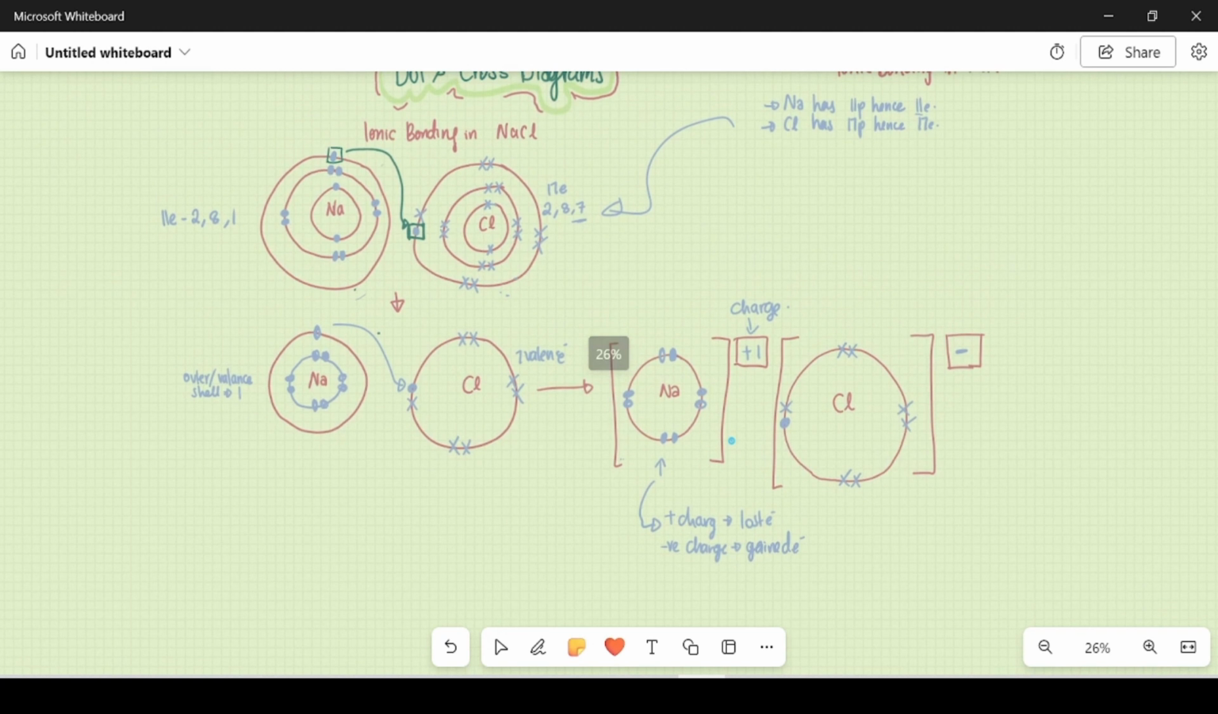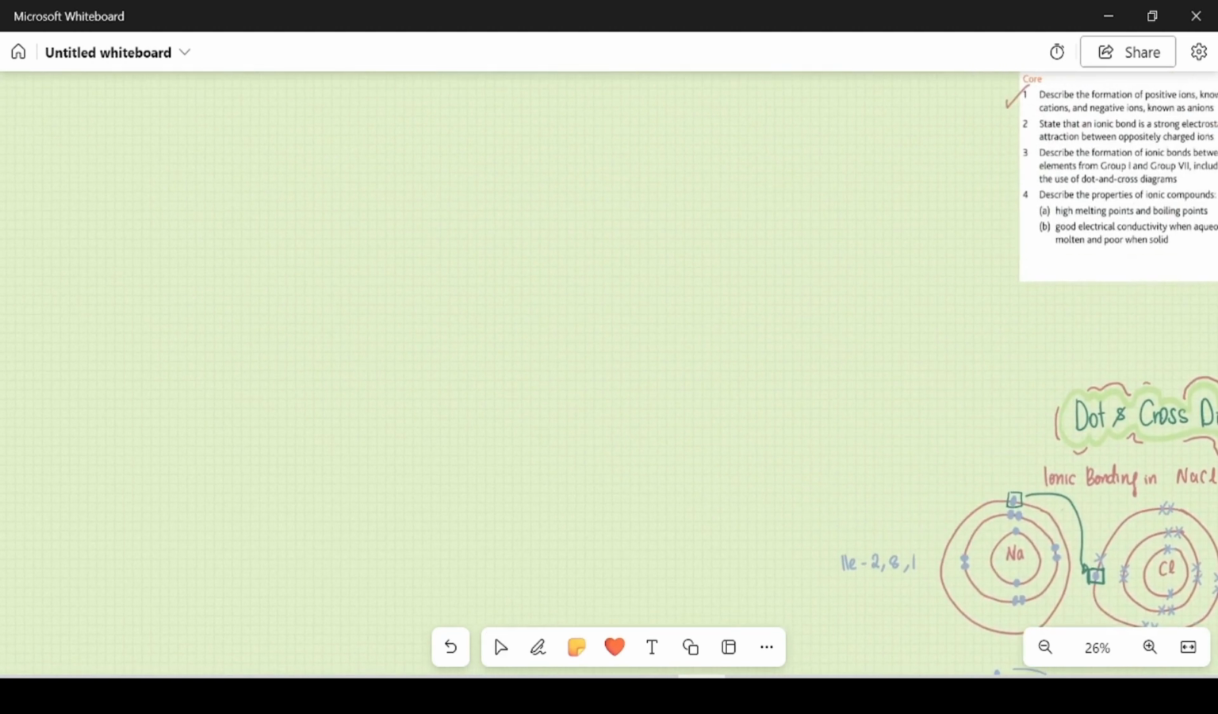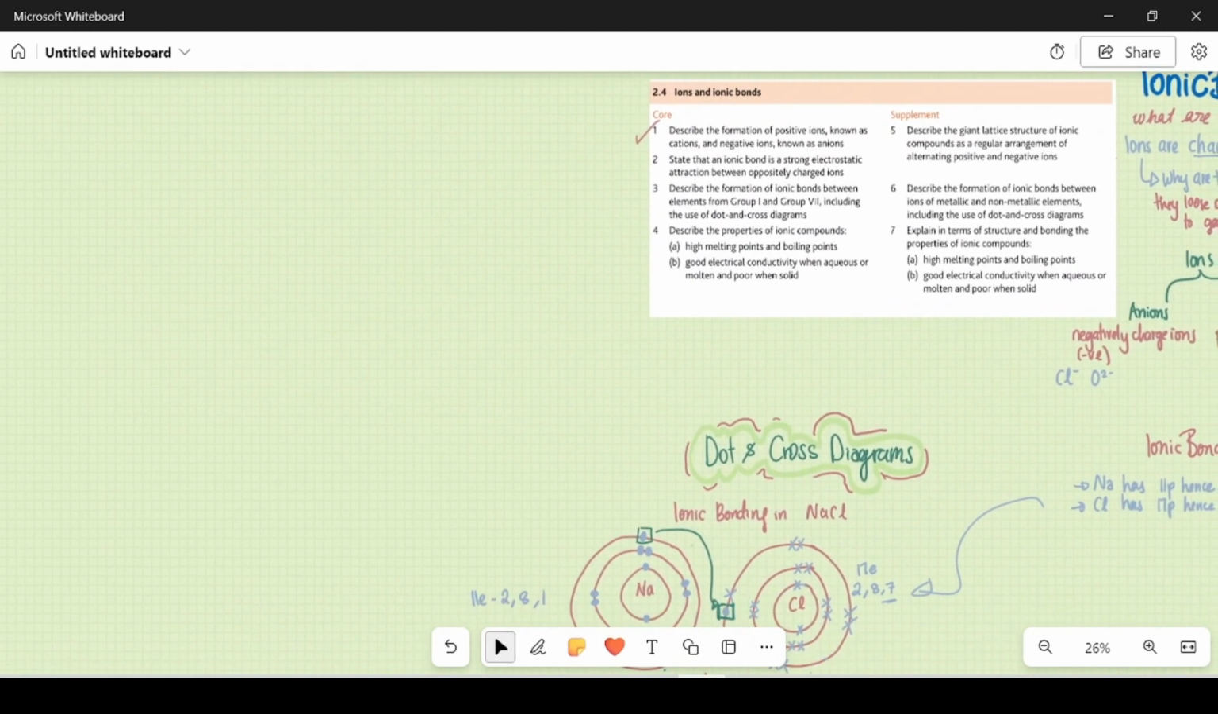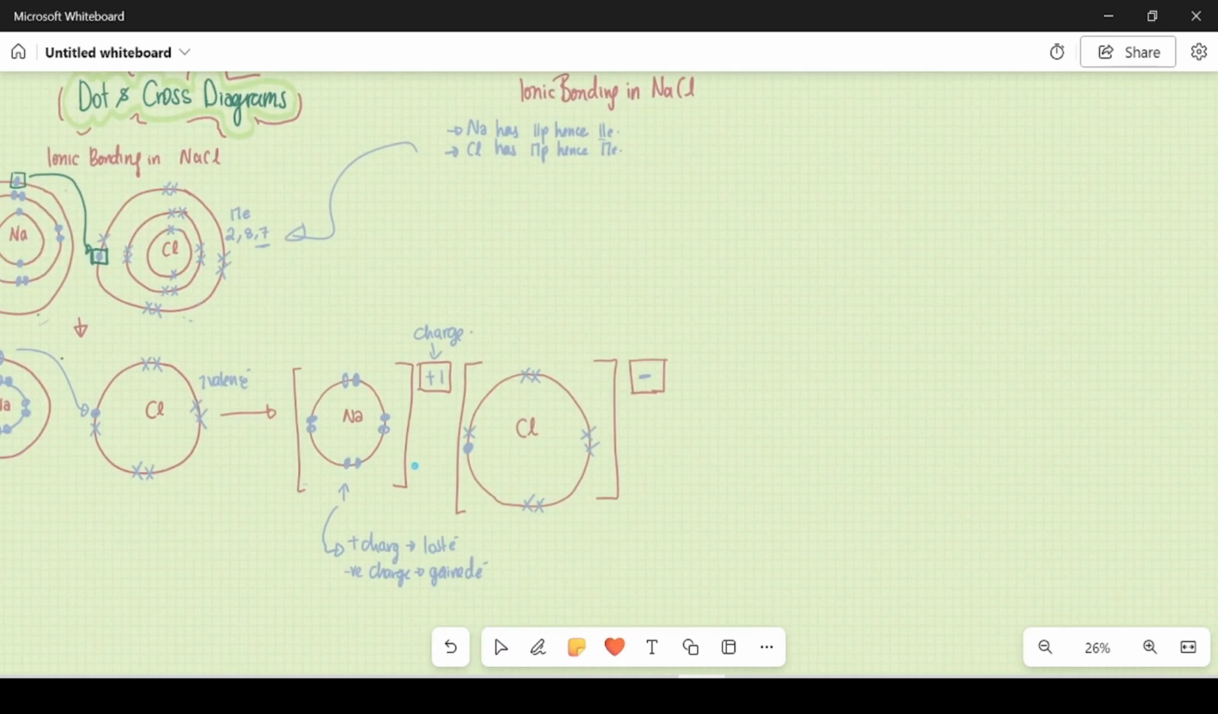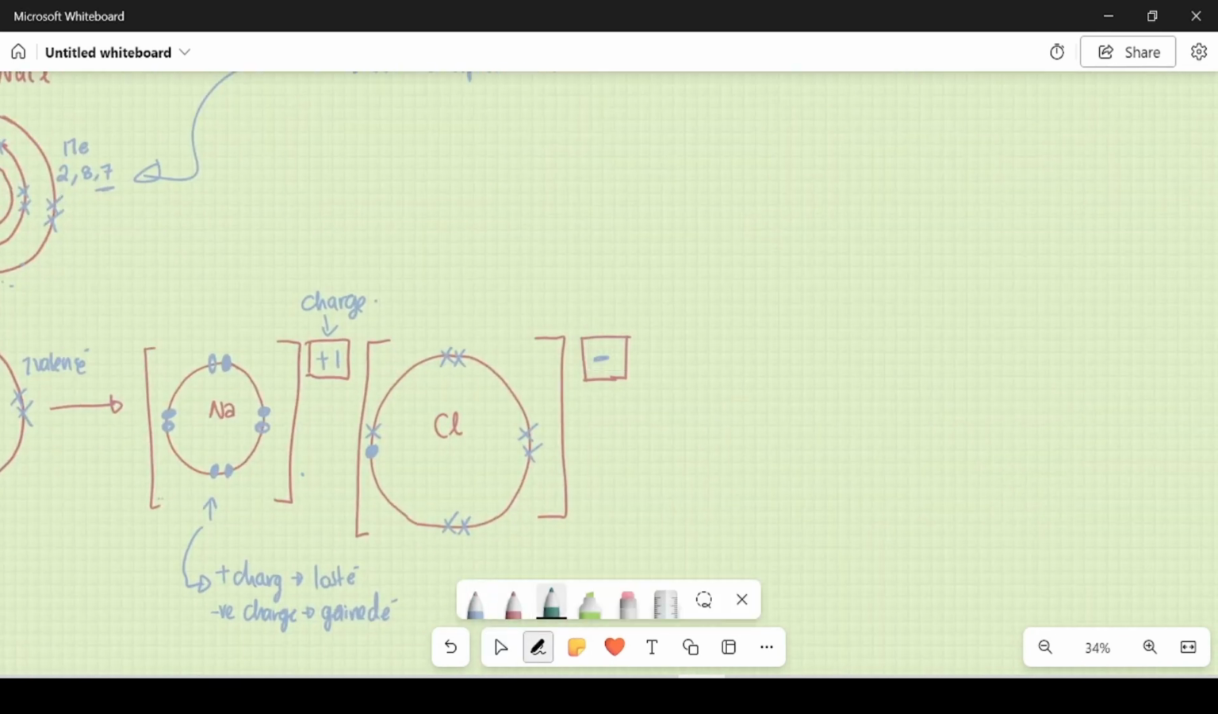So this is how you can do dot and cross diagrams. If I go back to my syllabus, I think we covered quite a lot of these. So ionic bonding, okay, let me use a different color.